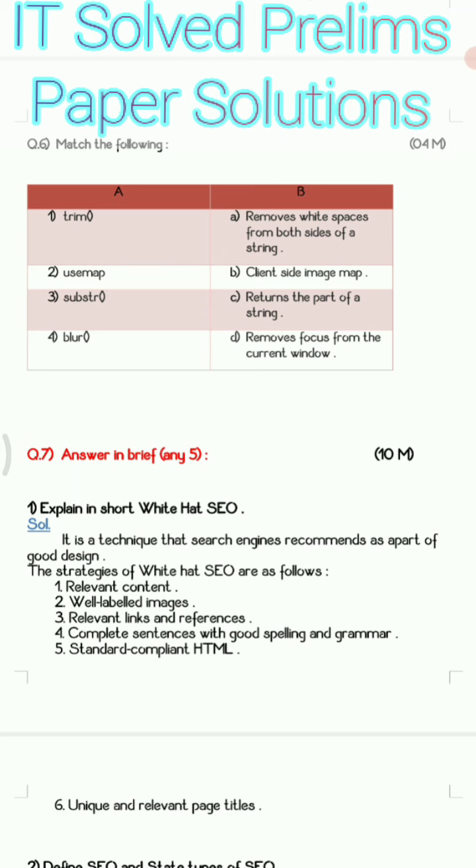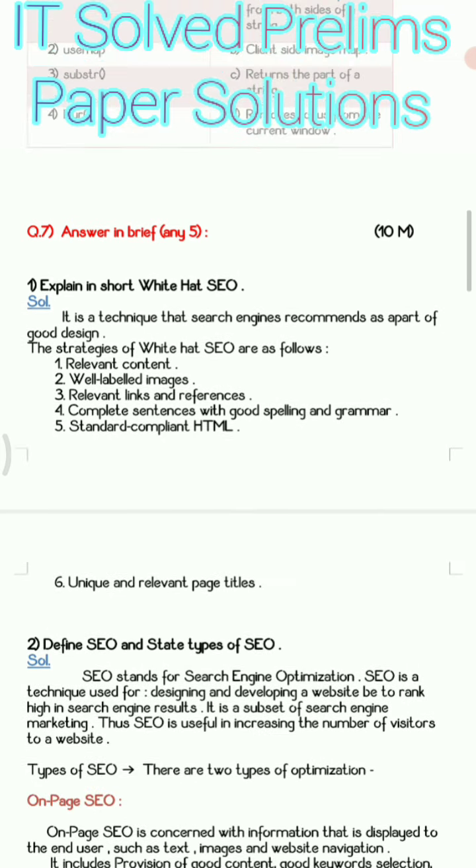Now the first one is trim. So trim removes the white spaces from both the sides of the string. So whenever you make a video and you start trimming it, so what do you do? You remove all the unwanted things, right? So this is what trim does. From the sides it removes the unwanted material. Usemap, client side mapping. Substr returns the part of the string, and blur, what it does, it removes the focus out of the string.